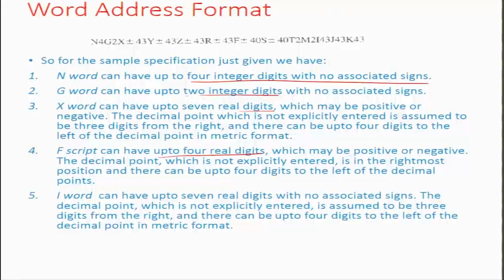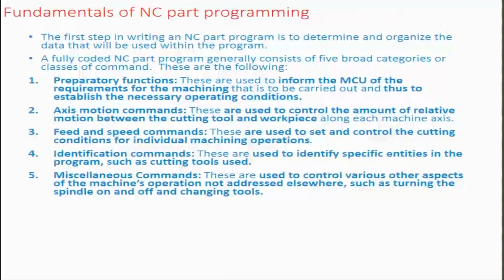The I word can have up to 7 real digits with no associated signs. The decimal point which is not explicitly entered is assumed to be 3 digits from the right. There can be up to 4 digits to the left of the decimal point in the metric format. I think I have clearly explained all this in the last slide on the ANSI format, and that's how the word address format goes.